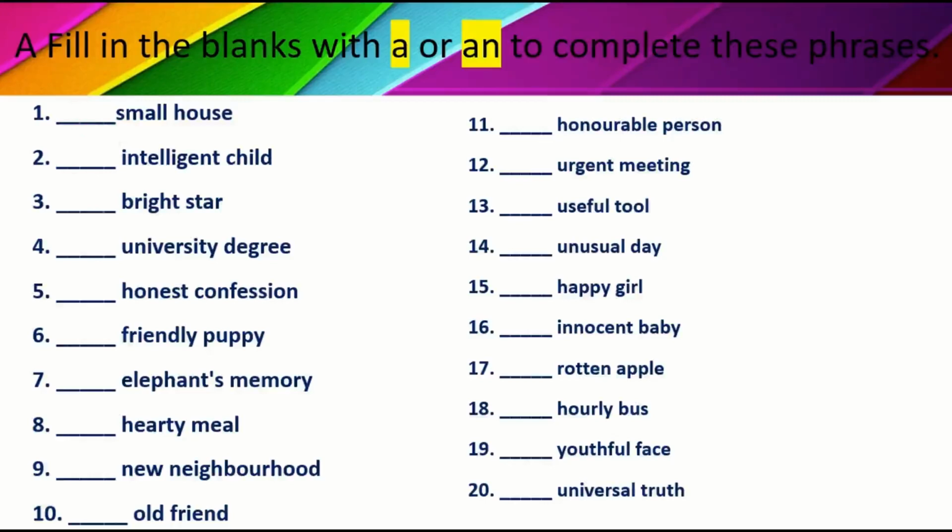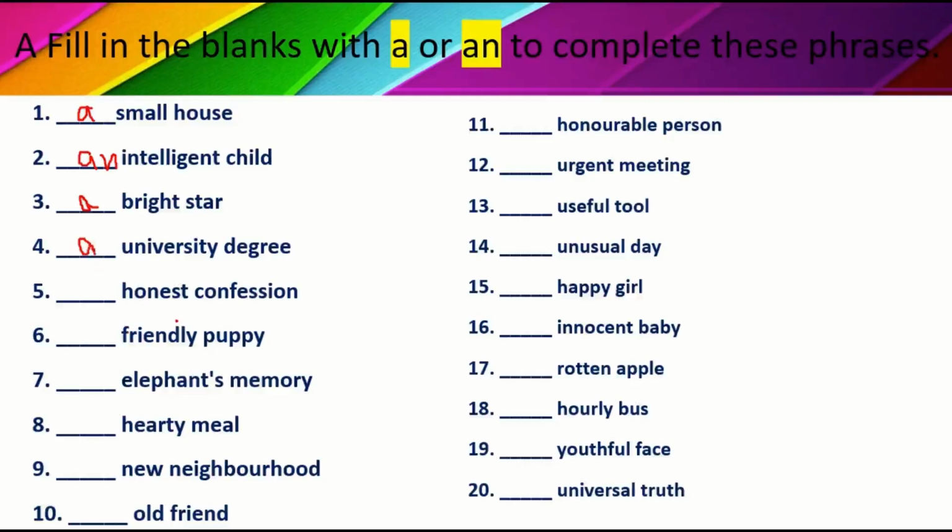Next, here we can use a. Next, intelligent child. The first sound of the word intelligent is the vowel sound I. It comes under vowel sounds, so we have to use an. Next, bright star. See the first sound: b, bright. The B sound is a consonant sound, so we have to use a. University degree. The beginning sound is U, so we have to use a, it is not an, it is a.